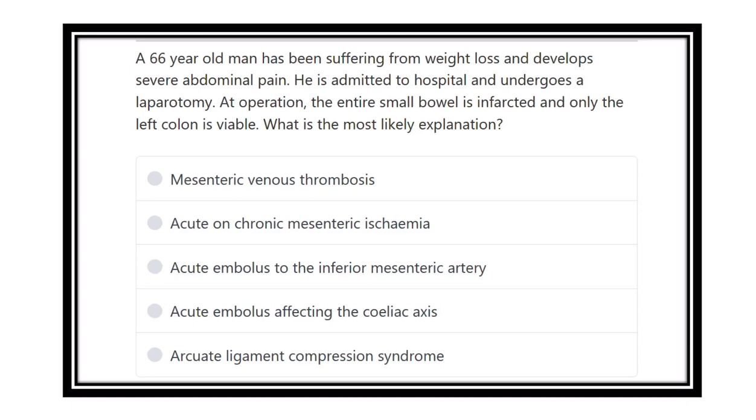A 66-year-old man has been suffering from weight loss and developed severe abdominal pain. He is admitted to hospital and undergoes laparotomy. At operation, the entire small bowel is infarcted and only the left colon is viable. So what is the most likely explanation?